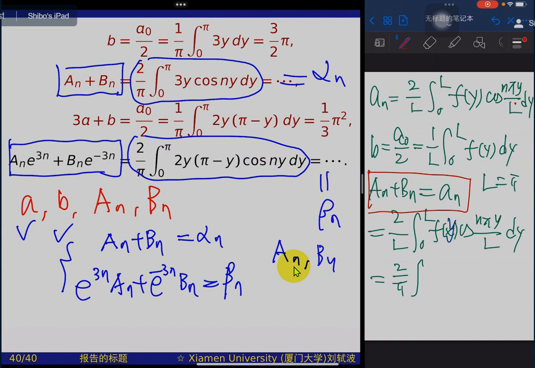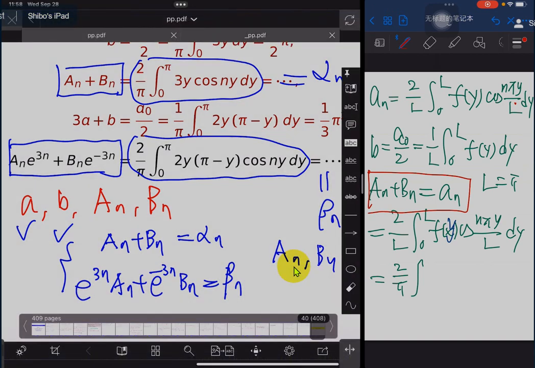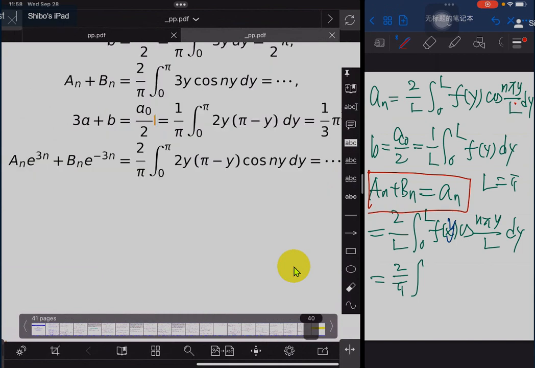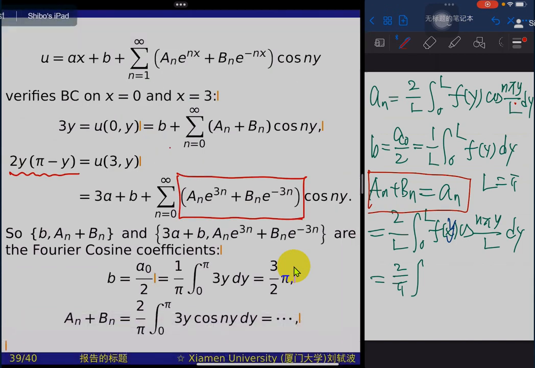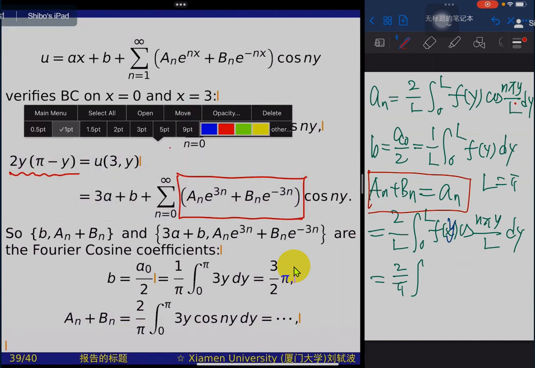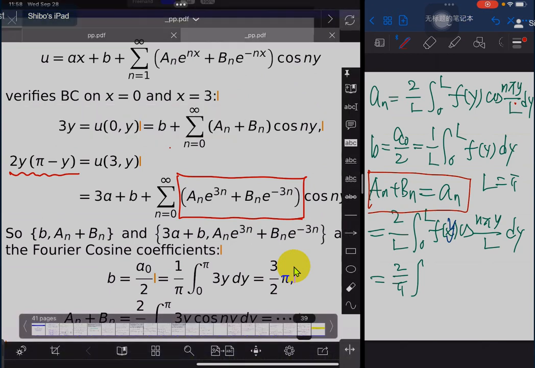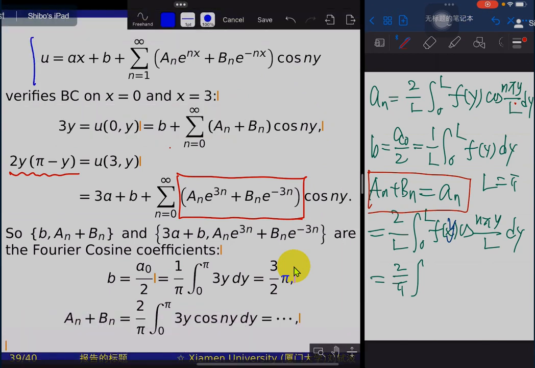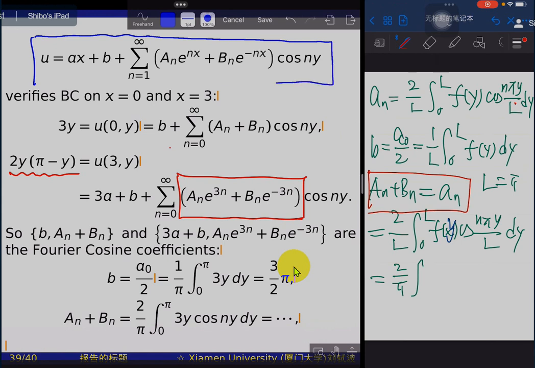So small a, small b, capital An and capital Bn are determined in this procedure, then the function u given here is the solution of our boundary value problem for the Laplace equation. Okay, so this completes the solution of our test.